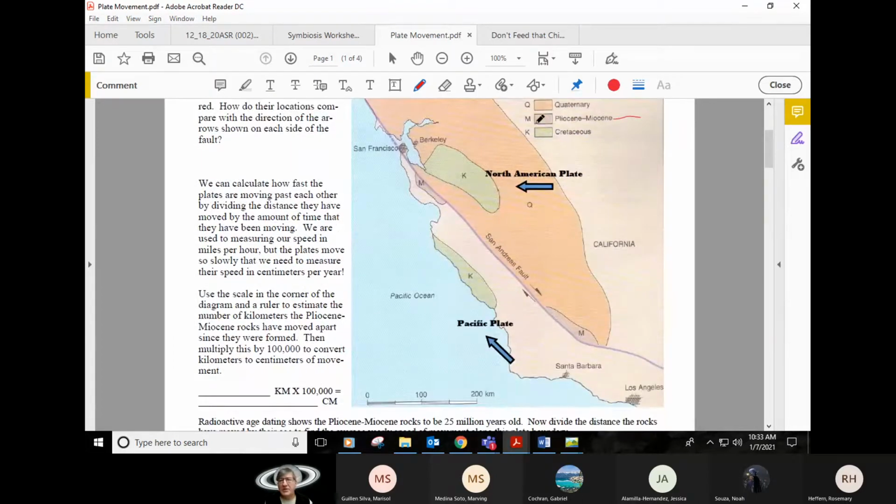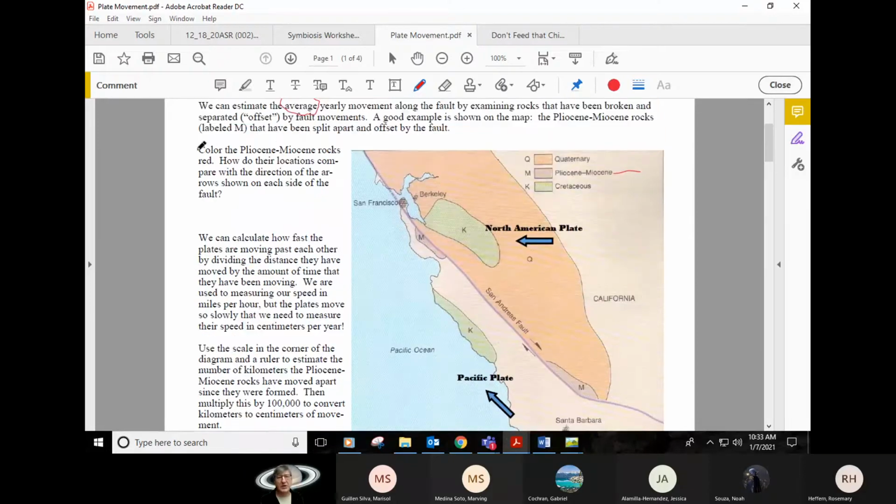So look at here, we're looking for this color, we're looking for the letter M, right? Can you see they're right on the fault on one side and on the other side and nowhere in between, but they've been separated, and you can see the motion of the arrow would fit with the way that they've moved? These rocks were formed at the same time, in the same place, but since they were formed, they've been broken apart and offset by the fault. And we can measure that distance, and using radioactive dating, we can find out how old they are, which will tell us how far they've moved in that amount of time.